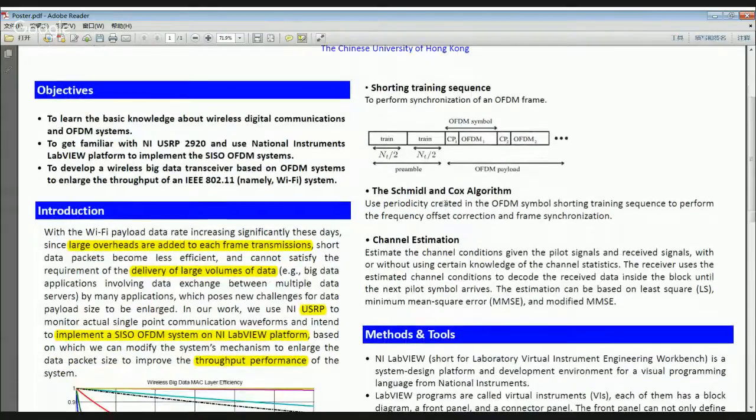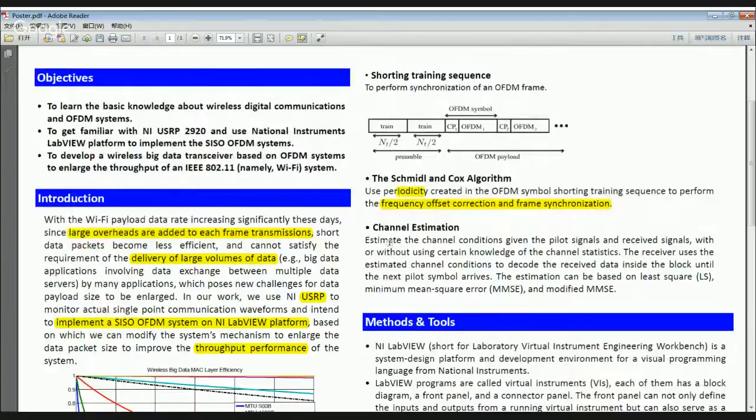We use the following two algorithms to utilize the training sequence to estimate the following symbols. The first one is the Schmidl and Cox algorithm, which uses the periodicity created in the training sequence to perform frequency offset estimation and frame synchronization. The second one is channel estimation. It uses the information from the training sequence to estimate the channel conditions.